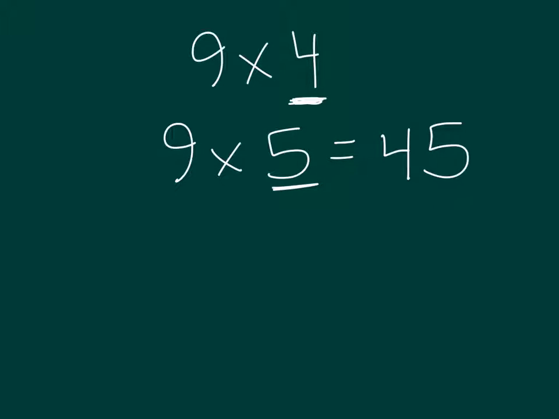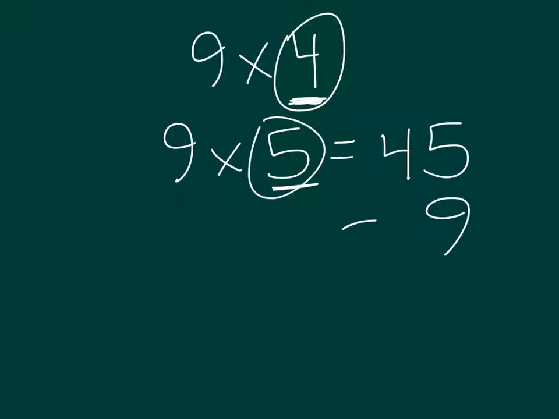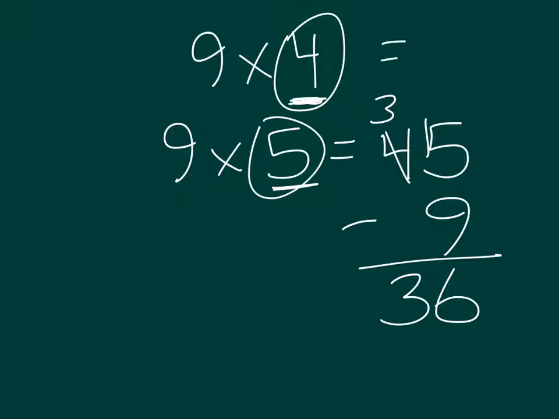So I'm actually going to subtract a group of 9, so that I have 4 groups of 9 instead of 5. And let's see, when I do that math, I get the answer 36. 9 times 4 equals 36. And that's called skip counting. You always want to think about what you do know, and then it'll help you find what you don't know.